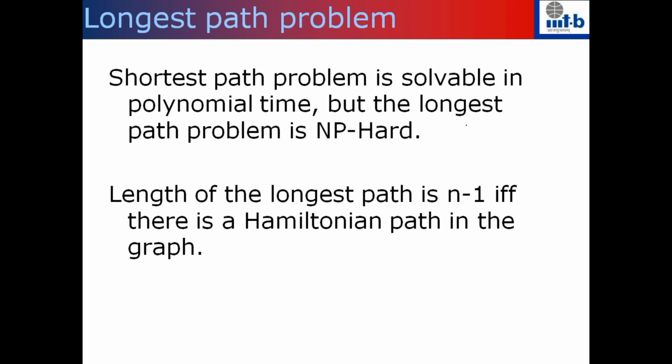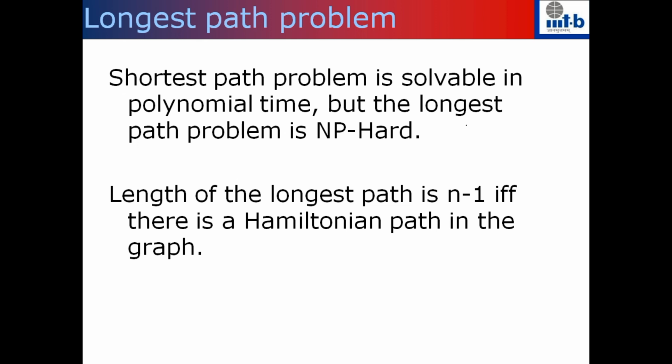So given a graph, we want to know whether there is a simple path which has all the vertices in it. It's easy to see that if you can answer the longest path problem, then the graph will have a simple path of length n minus 1 if and only if the graph has a Hamiltonian path, right? Because the longest simple path will have a length of n minus 1. So if the graph has a path of length n minus 1, then that is a Hamiltonian path.